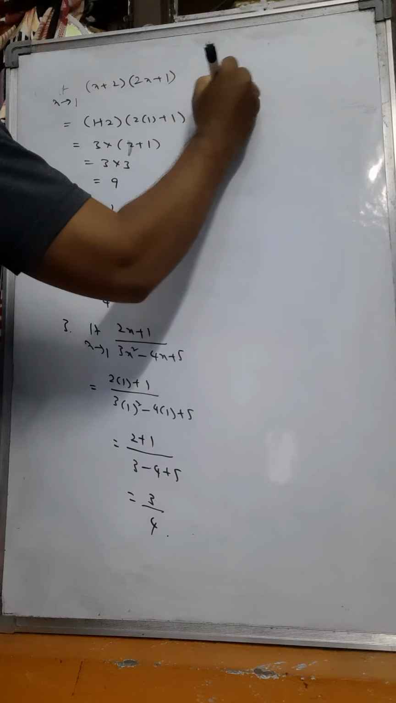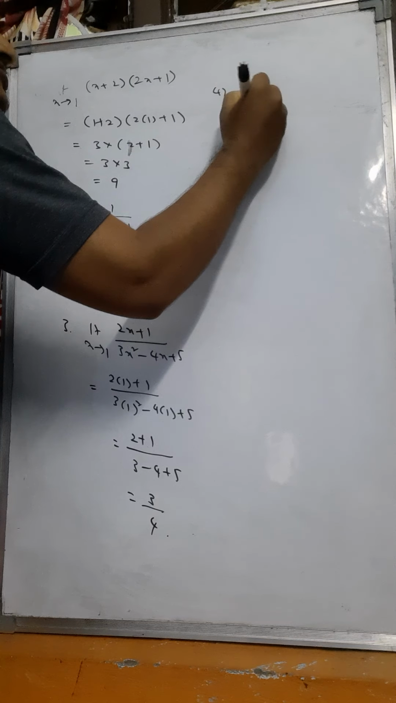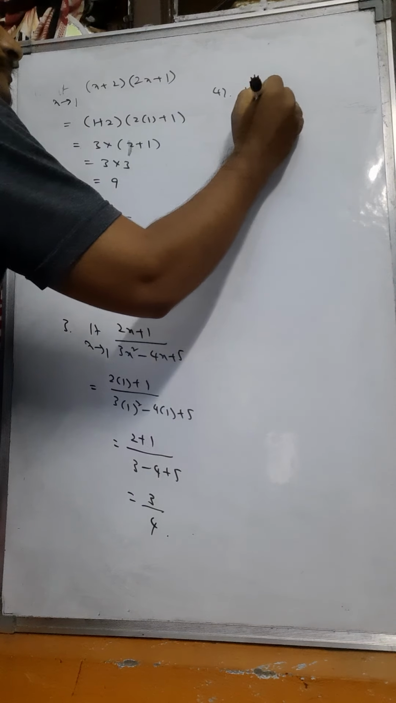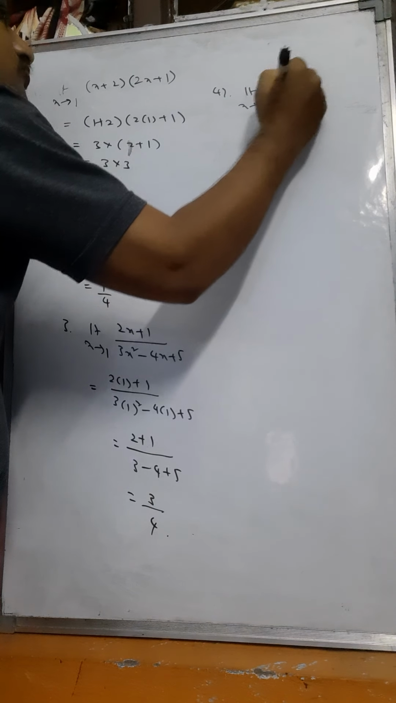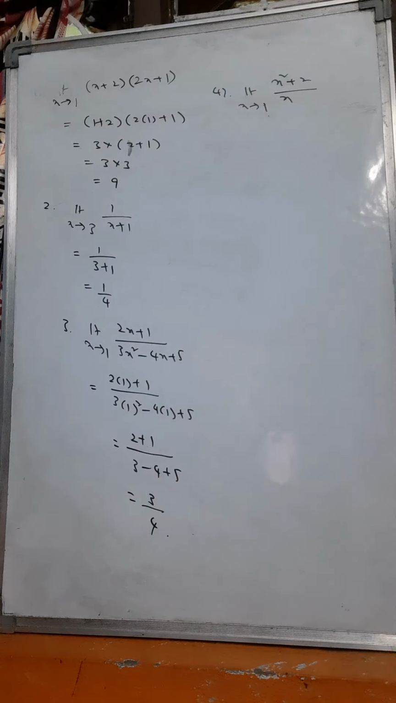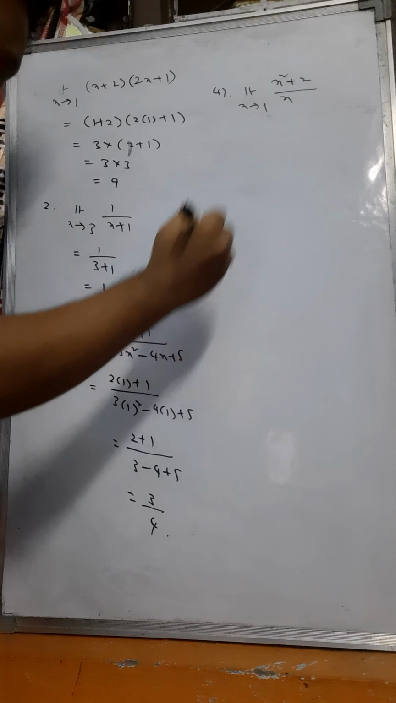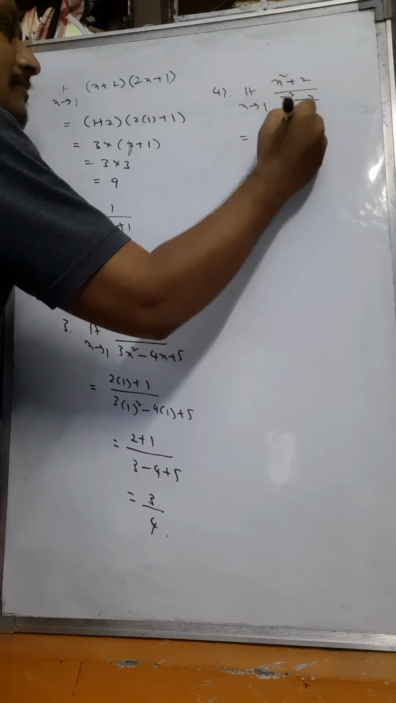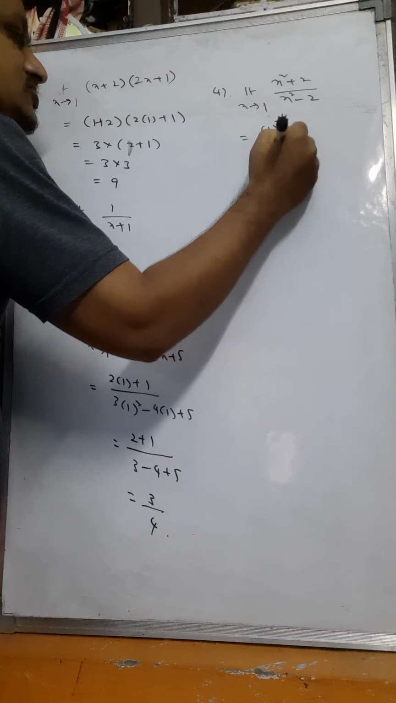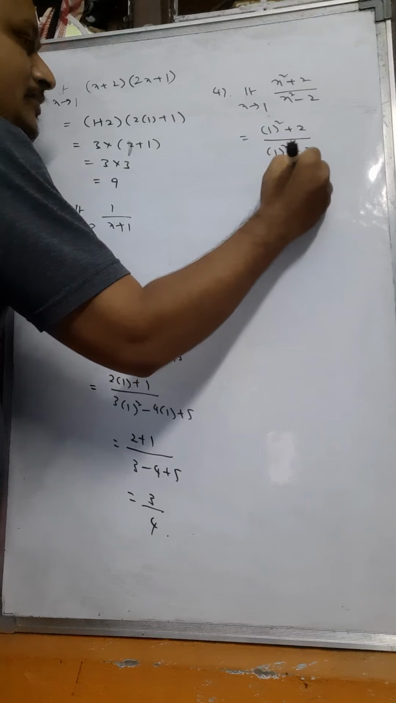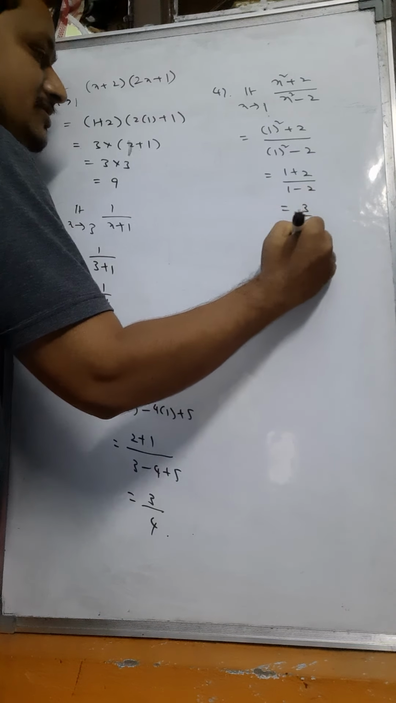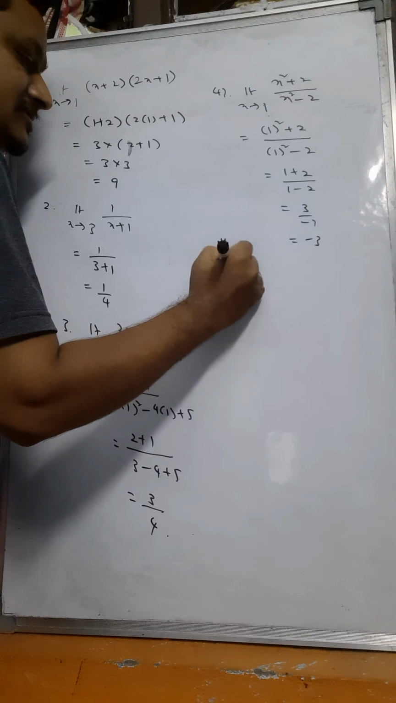Fourth problem: limit x tends to 1, (x square plus 2) by (x square minus 2). So (1 square plus 2) by (1 square minus 2). So (1 plus 2) by (1 minus 2). So 3 by minus 1, that is equal to minus 3.